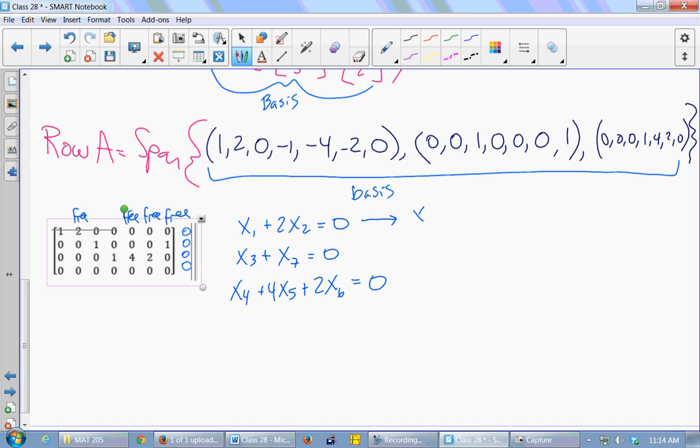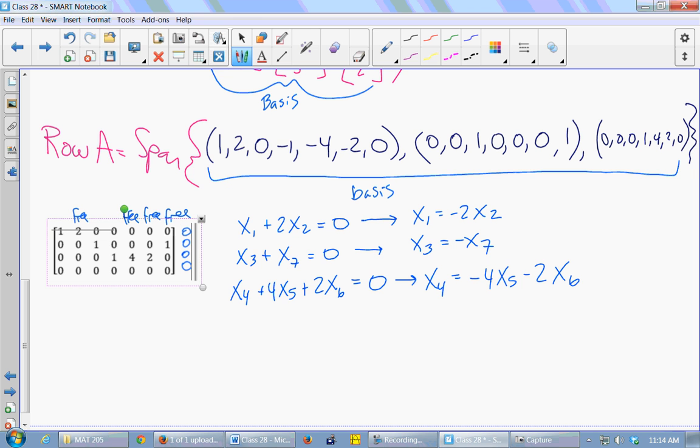And this says that x1 is negative 2x2. x3 is pivot, so I say x3 equals negative x7. And x4 is a pivot. No, it's not. This can't be all free variables. No, x4 is a pivot. Yeah, x4 is a pivot. So I solved for x4, negative 4x5 minus 2x6.